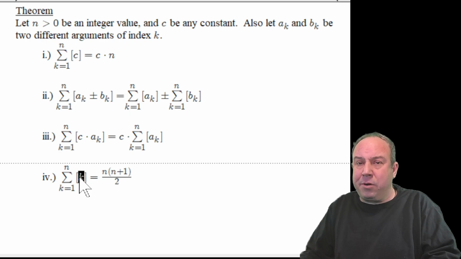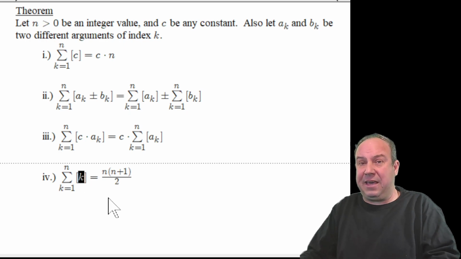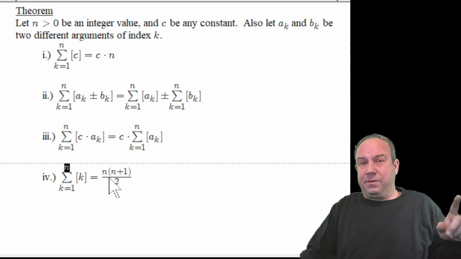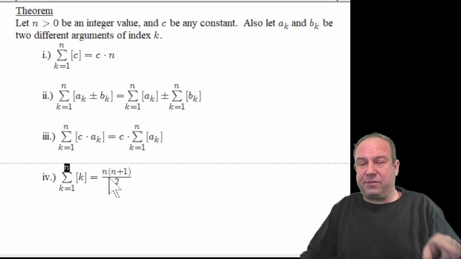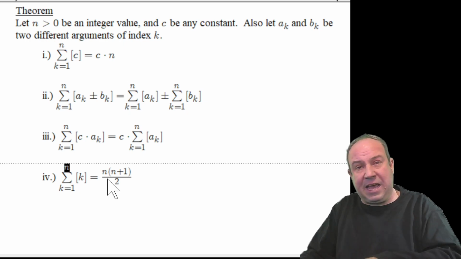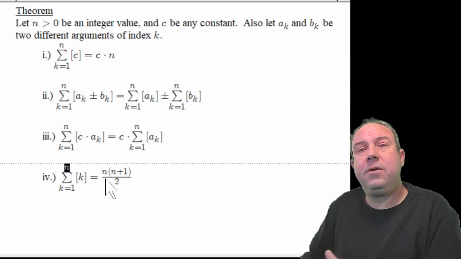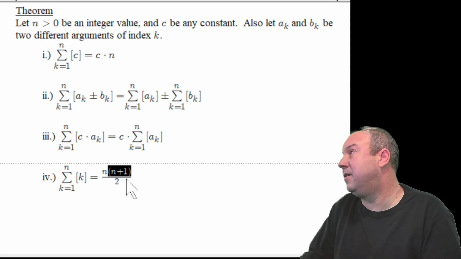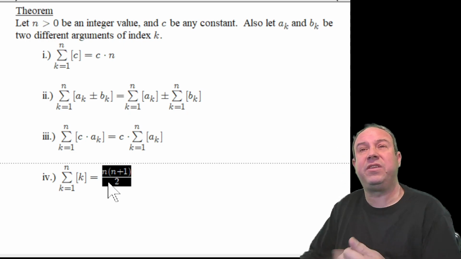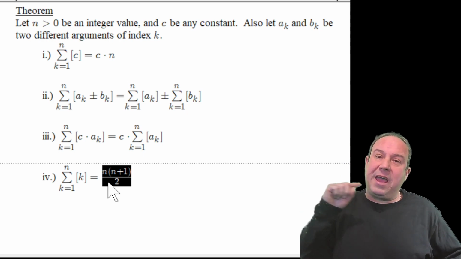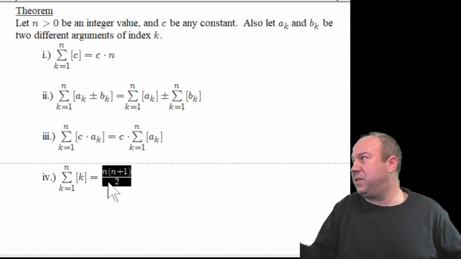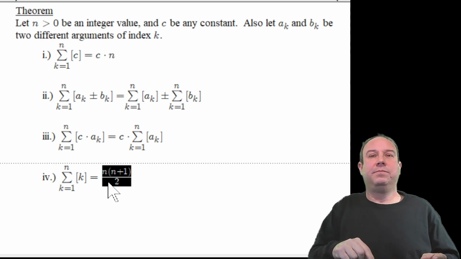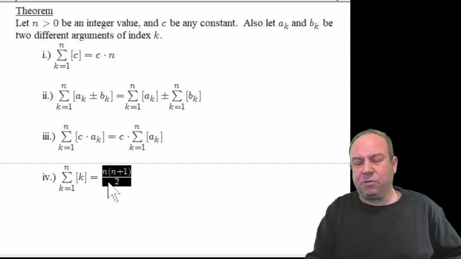So if I add the index k 10 times, 1 plus 2 plus 3 plus 4 plus 5 plus 6 plus 7 plus 8 plus 9 plus 10 would be what we're adding. Well, that is just going to be 10 times 11, which is 110, divided by 2. It's just going to be 55. So if I add 1 plus 2 plus 3 plus 4 all the way up to 10, that's 55 in value, which is what this formula gives me.